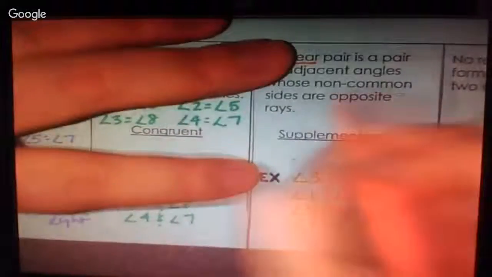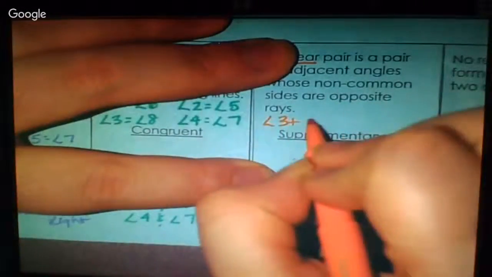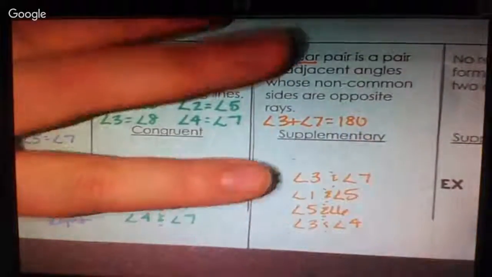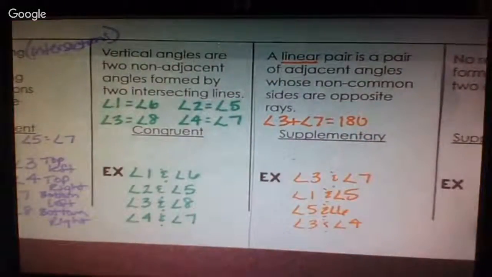So, angle 3 plus angle 7 should equal 180. So, the only ones that are supplementary are same side, they start with an S, or if they create a line.